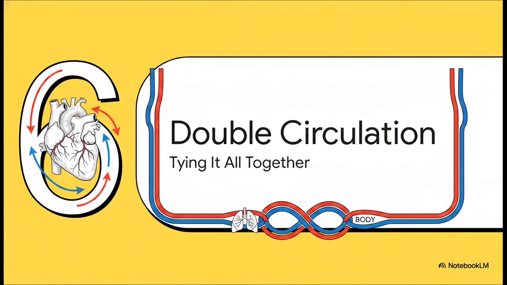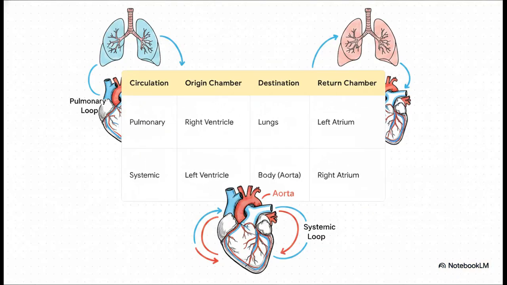Which brings us to Section 6, the double circulation summary, tying it all together. Creating a mental matrix of these paths is honestly your ultimate study guide. You want to perfectly contrast the pulmonary loop going through the lungs with the systemic loop heading out to the entire body. If you can just recreate this logic table in your head, drawing the diagram becomes incredibly intuitive. You literally just map the pulmonary loop starting at the right ventricle and ending at the left atrium, and then cross over to map the systemic loop starting at the left ventricle and returning to the right atrium. It's like a giant puzzle clicking into place.